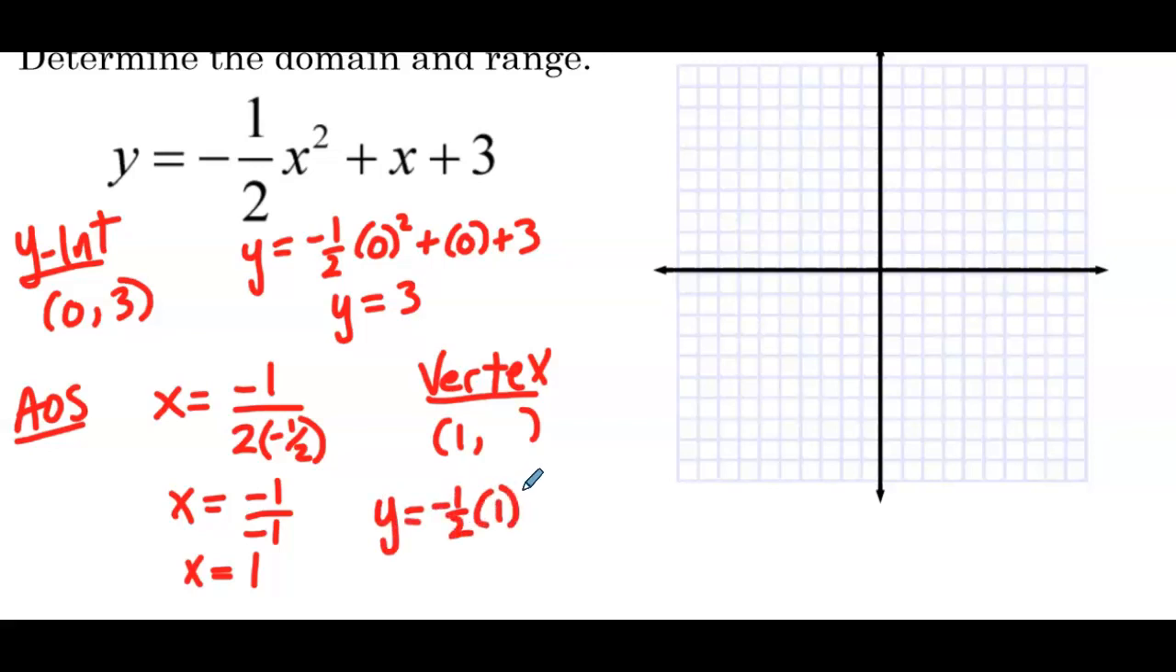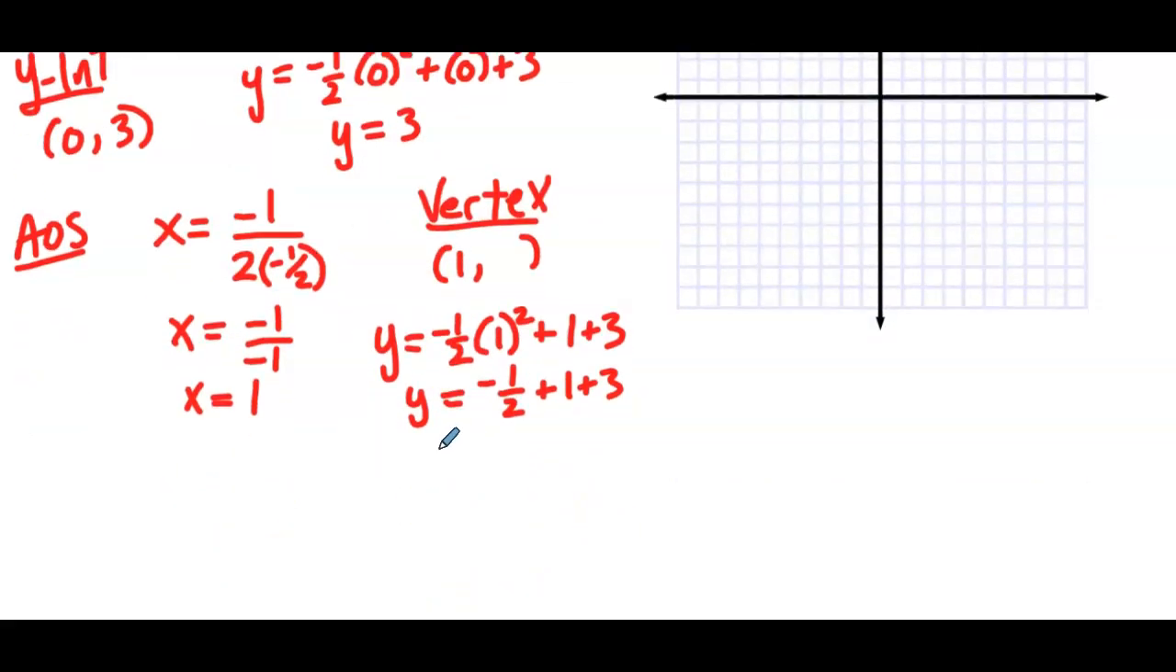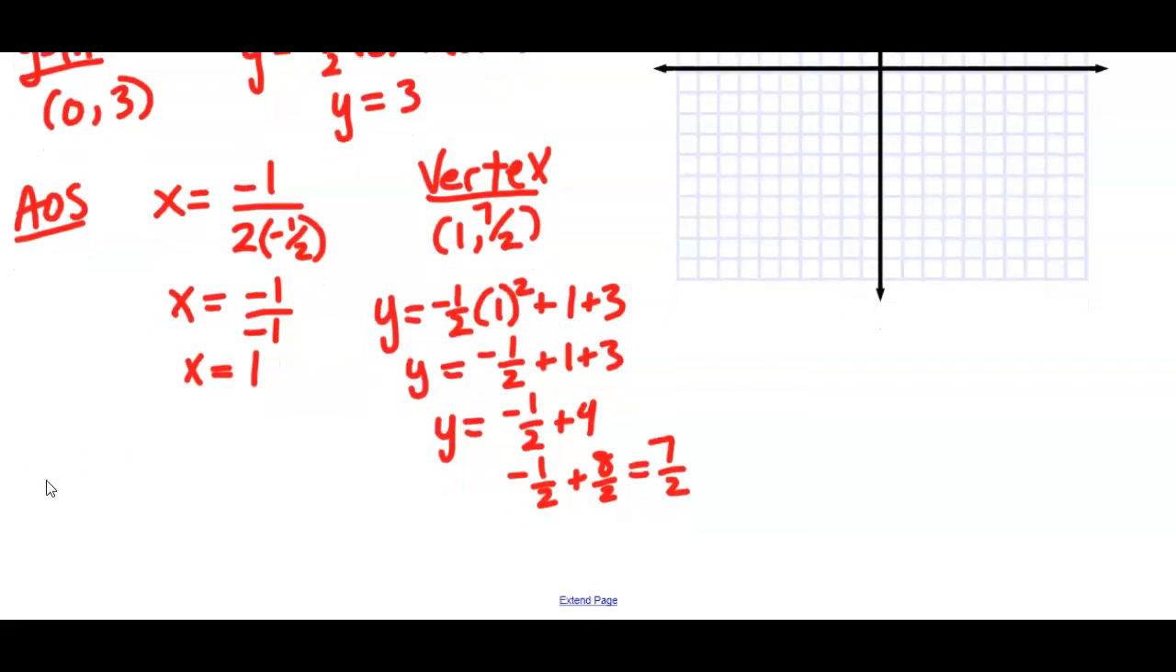So negative 1/2 times 1 squared plus 1 plus 3. So we have y equals 1 squared is 1 times negative 1/2. So we have negative 1/2 plus 1 plus 3. So that's going to be negative 1/2 plus 4, which with a common denominator, negative 1/2 plus 8 over 2 is 7 over 2. So our vertex is 7 over 2, or 1 comma 7 over 2. Okay, now onto those x-intercepts.